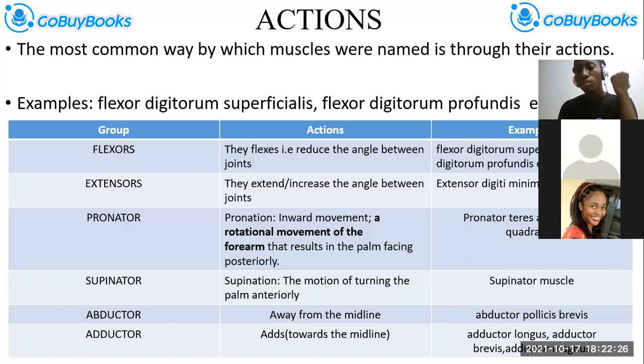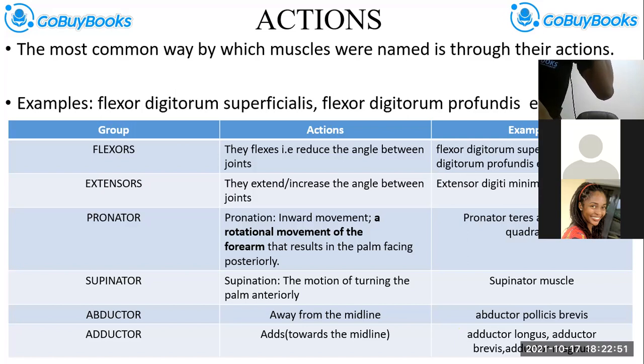What they do when they flex is reduce the angle. You can see my hand like this now. This is flexion. You see, there's an angle. This is the elbow joint. There's an angle here. When flexion happens, they reduce the angle. As I'm flexing my forearm, the angle is reducing.